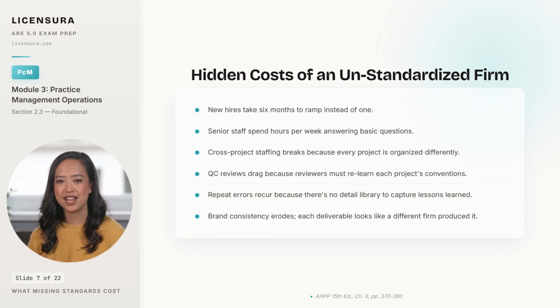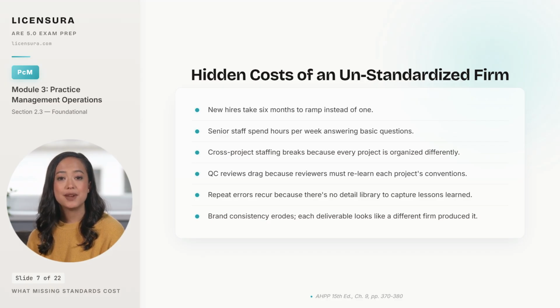Walk through what an unstandardized firm pays every week without realizing it. New hires take 6 months to reach the productivity level a standardized firm sees in 30 days, and during that ramp, the firm bills less and supports more. Senior staff lose hours every week answering questions about layer names, file locations, and detail conventions that should have been documented years ago. Cross-project staffing breaks down because every project is organized differently, so moving a team member from one job to another is essentially onboarding them again.